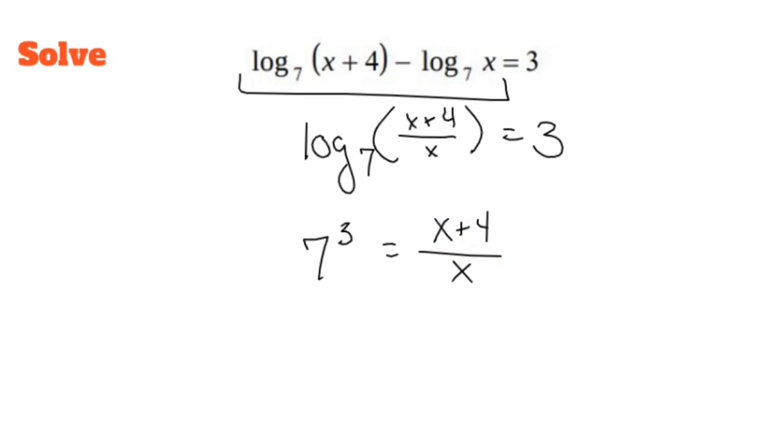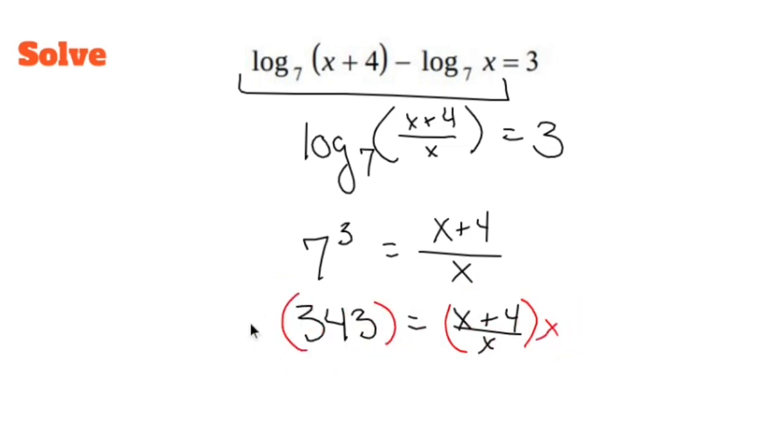7 to the third power, that's a good one. 7 times 7 is 49. Let's not pretend that I'm plugging this into a calculator. 343, I knew that, is going to equal x plus 4 over x. Let's multiply both sides by x. So I now get 343x.